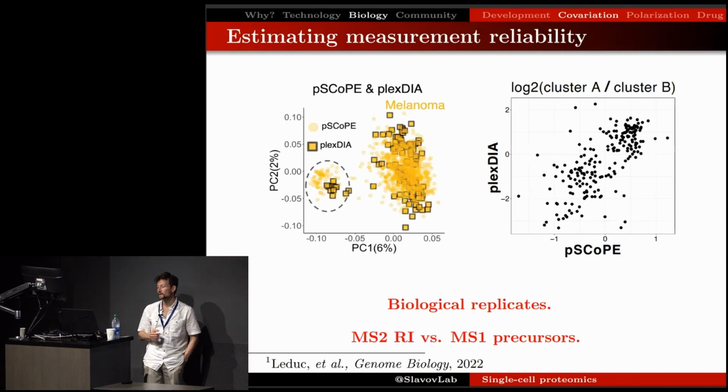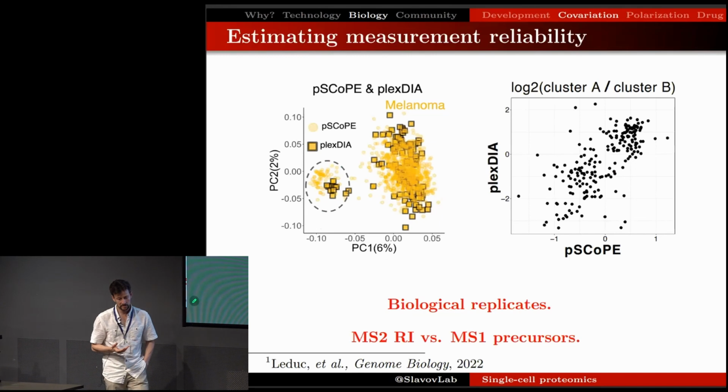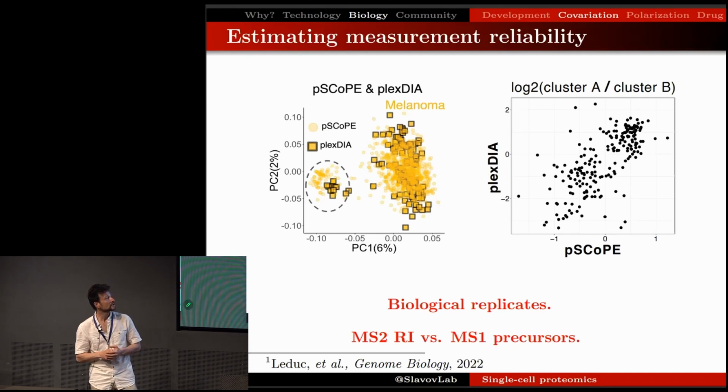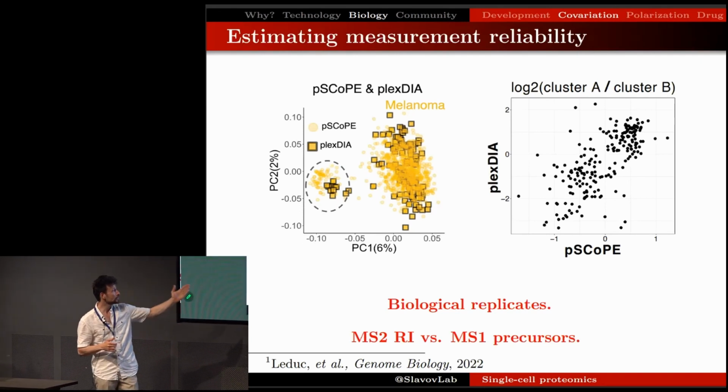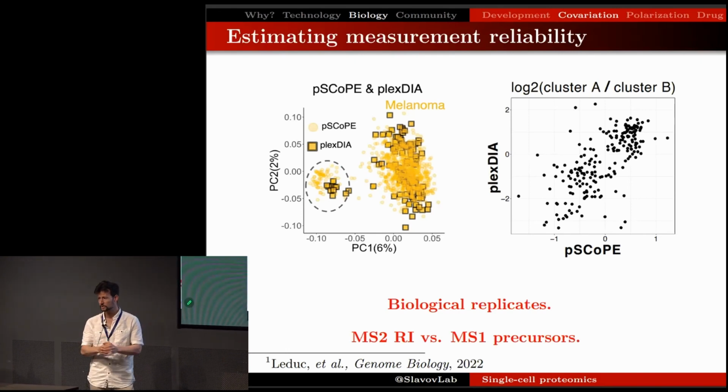And here is one example of doing that, where we compared measurements done by two very different methods on biological replicates, cells that were grown months apart from different cultures. In one case, they were measured using prioritized SCoPE, which I introduced, and that uses reporter ions for quantification, or they were measured by plexDIA, where the quantification is based on precursors, two very different methods. But nonetheless, they identify largely the same clusters.